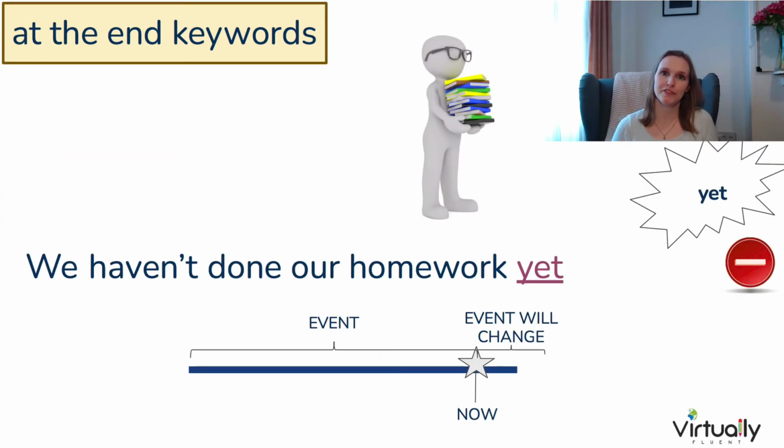So the next type of keyword we're going to look at is the "at the end" keyword, and that's because they are placed at the end of the sentence. There are only 2 keywords we're going to look at. The first is yet. We haven't done our homework yet. Now we use yet to say all my life, all the past, this event has not happened, but very soon, in 1 minute, in 1 day, in the very near future, that will change. So we connect that not ever happened past to yes, going to happen future. That's how we use the word yet.